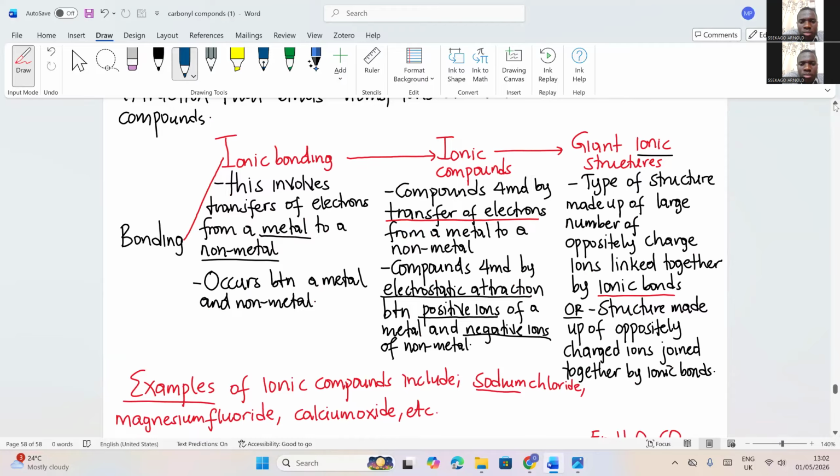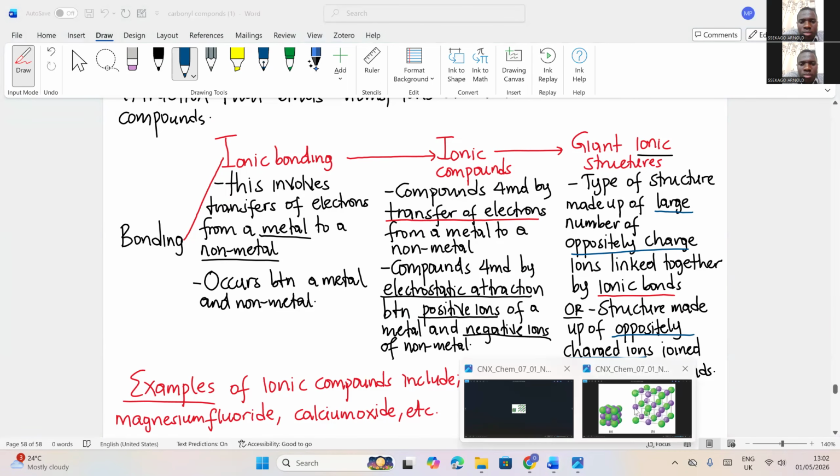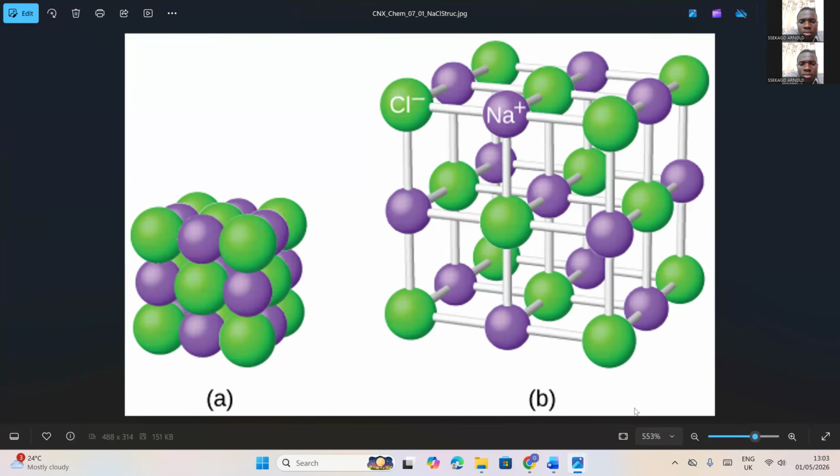This type of structure consists of a large number of oppositely charged ions. Remember, a metal loses electrons to form positive ions, and the non-metal gains electrons to form negative ions. So you have a structure made up of ions of opposite charges. This is what I am referring to as a giant ionic structure. Now this is the structure of sodium chloride.